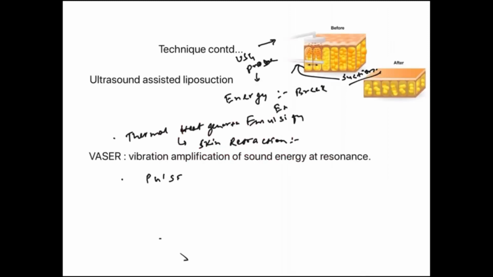Next one is Vaser. Here there is pulsed delivery of USG energy. So the energy is given in pulsed nature. There is a small incision and good contouring.